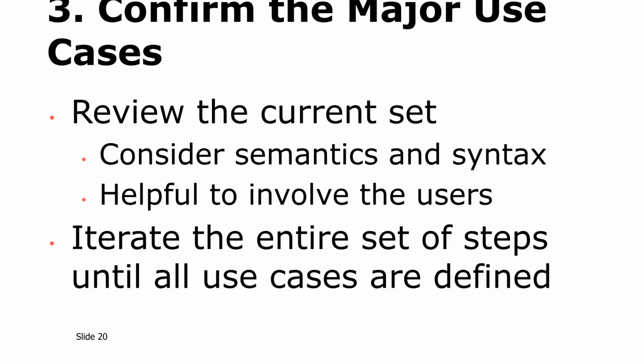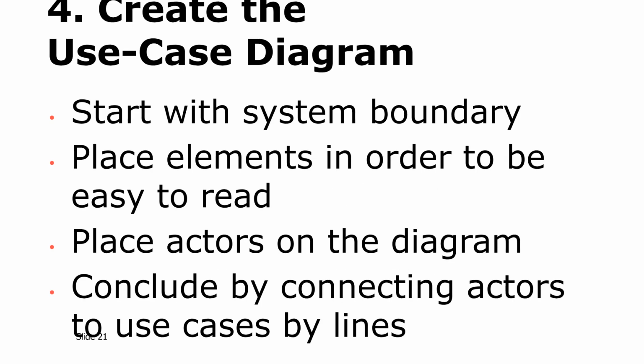Step 3. Confirming the major use cases requires reviewing the current set, considering semantics and syntax, involving users, and iterating until all use cases are fully defined. Step 4. Creating the use case diagram begins with defining the system boundary. Then, place elements to be easy to read, include actors, and connect actors to use cases with association lines.